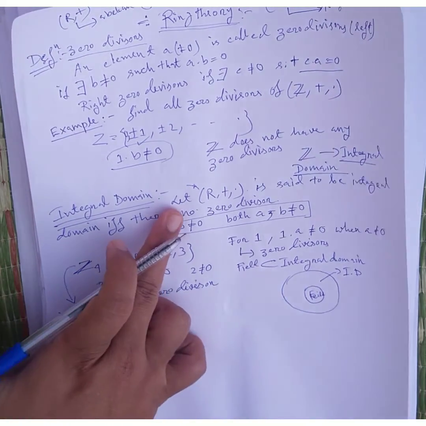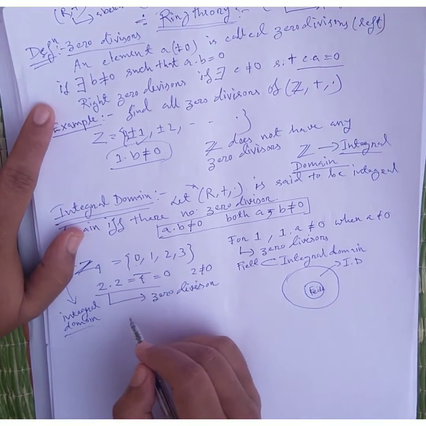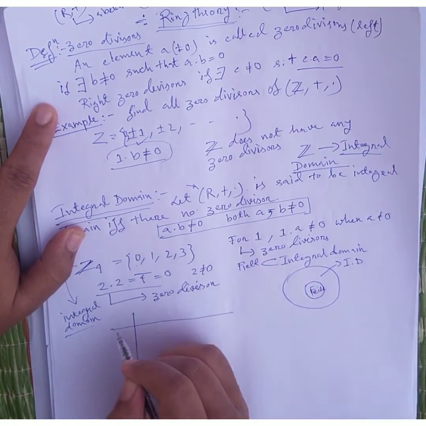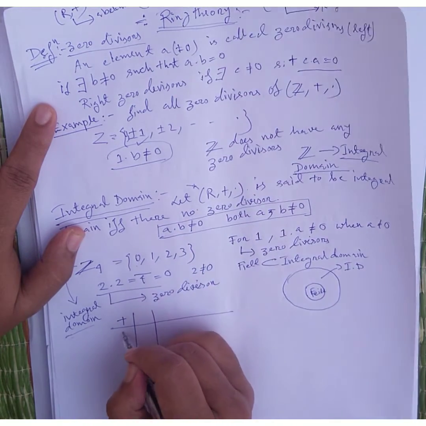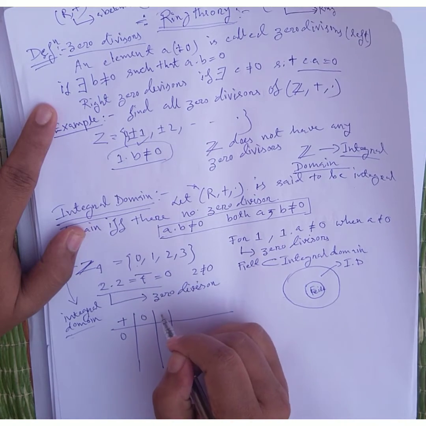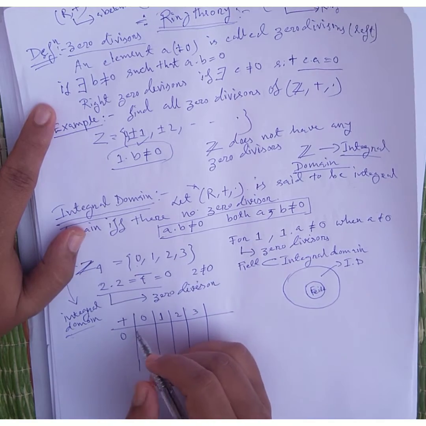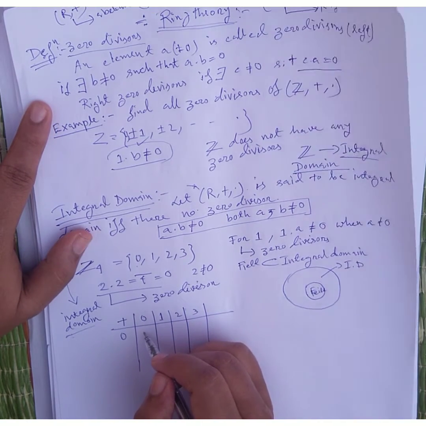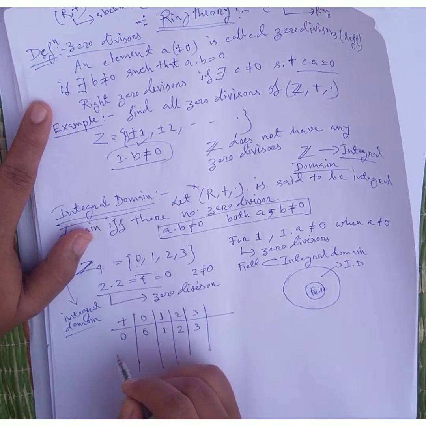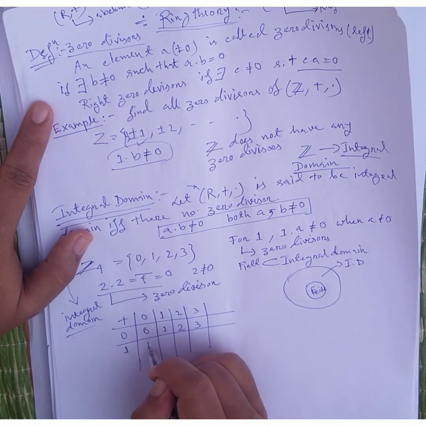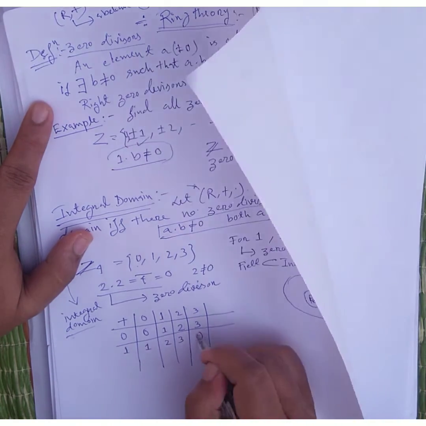But Z4 is also a ring. How can I prove it? I can prove it easily in the case of plus. Z4 is a ring, with elements 0, 1, 2, 3, and whatever I get: 0 plus 0 is equal to 0, 0 plus 1 is equal to 1, 0 plus 2 is equal to 2, 0 plus 3 is equal to 3, and 1 plus 0 is equal to 1, 1 plus 1 is equal to 2, 1 plus 2 is equal to 3, and 0.